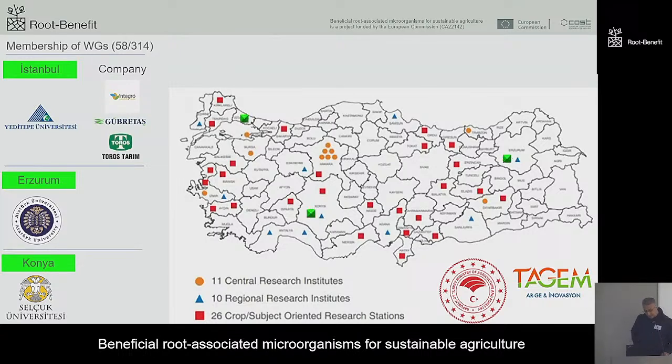And 3 universities, Yeditepe in Istanbul, Atatürk in Erzurum, and Selçuk in Konya, are doing good research using bacteria, but so far they didn't answer our surveys. And there are 3 big companies called Integro, Gübretaş, and Toros Tarım. These companies now have initiated some investment to produce some biofertilizer, and they are pursuing good research to achieve this aim.